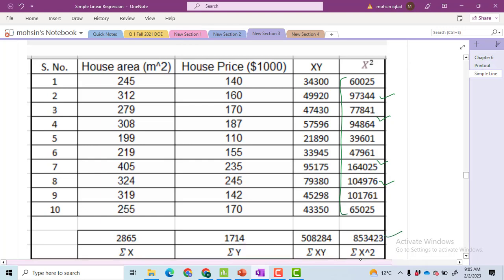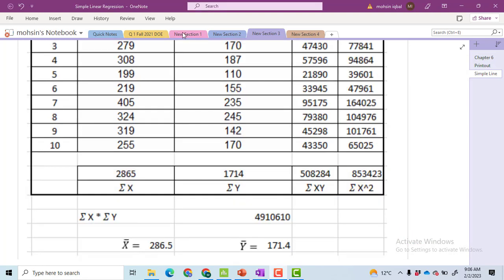The computation for this whole column has been performed and all of these values have been summed in the cell, and we call it summation of x square. However, in writing you will say summation x square. Now to compute the mean, we write x bar is equal to summation of x divided by n. Here summation x is equal to 2865, n is the number of observations, we have 10, and upon dividing we got 286.5.